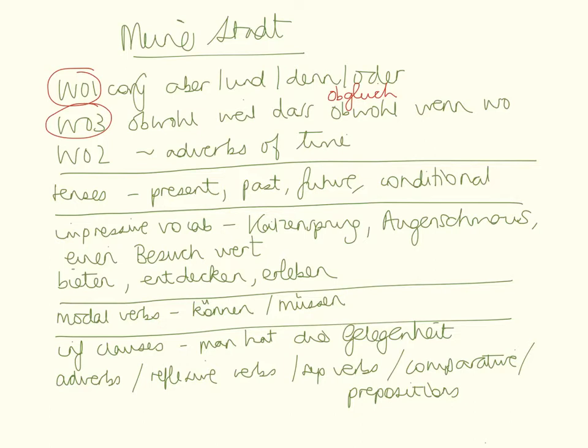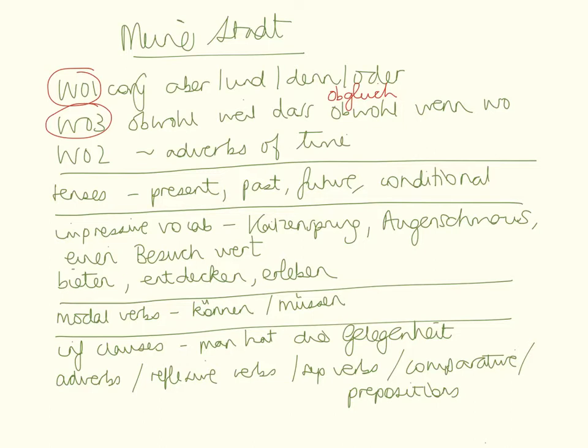I'm obviously looking to vary my tenses. It may not present an opportunity to use 4 tenses, conditional or imperfect subjunctive, but maybe I should be aiming for at least 3. I'm looking for some sort of original and impressive vocabulary. We came across some of that in the last couple of weeks: Katzensprung, Augenschmaus, einen Besuch wert, really good verbs like bieten, entdecken, erleben. We had from the video earlier in the week an unforgettable experience in the heart of the town. So any of that is slightly more impressive and original vocab.